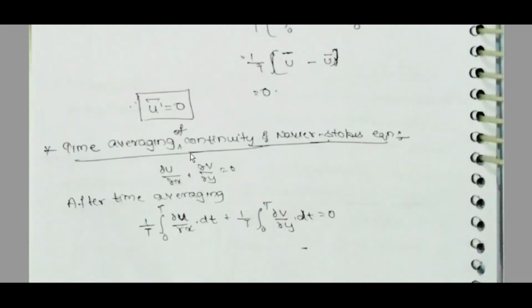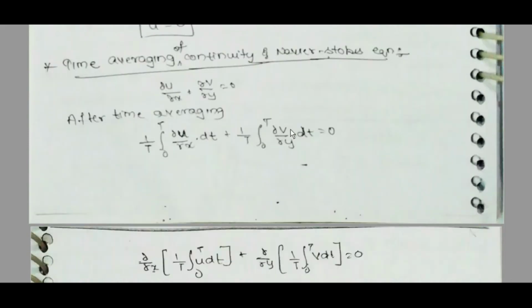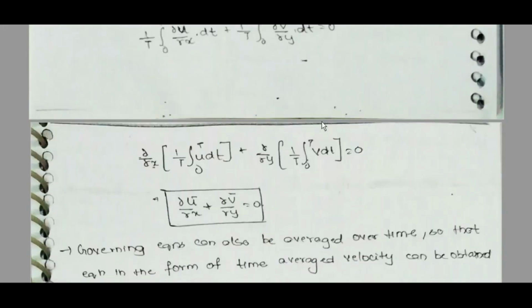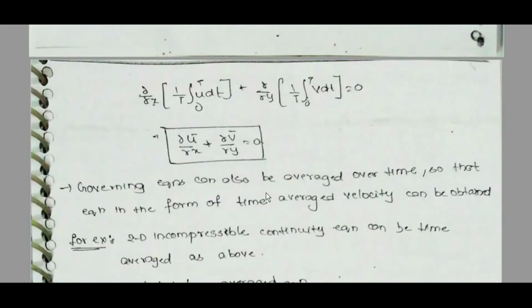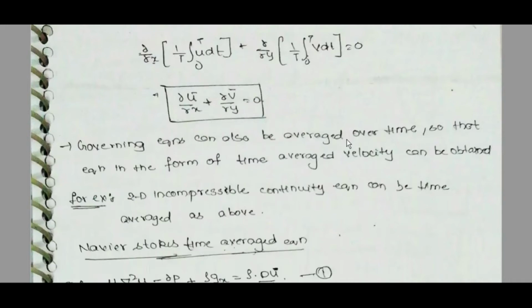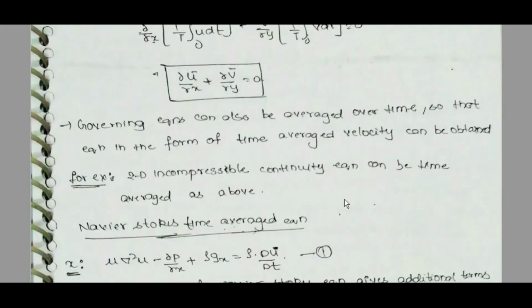Time averaging of continuity and Navier-Stokes equation. dou u by dou x plus dou v by dou y is equal to 0. After time averaging, 1 by T integral 0 to T dou u by dou x dt plus 1 by T integral 0 to T dou v by dou y dt is equal to 0. Finally, dou u bar by dou x plus dou v bar by dou y is equal to 0. Governing equations can also be averaged over time so that the equation in the form of time averaged velocity can be obtained. For example, the 2D compressible continuity equation can be time averaged as above.